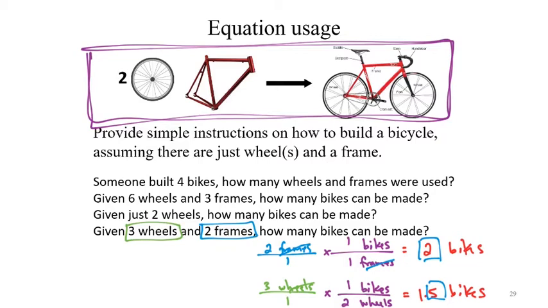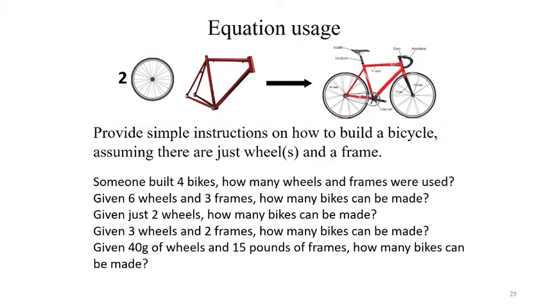Okay, so now we've got the basic format behind our conversions. Let's add one more layer of difficulty to this, because why not? Given 40 grams of wheels and 15 pounds of frames, how many bikes can be made? If we immediately start launching into our system, we want bikes. We're probably going to have to do this twice, but we'll just kind of write through this and see what we got. Bikes, and then let's just say we're starting with wheels.